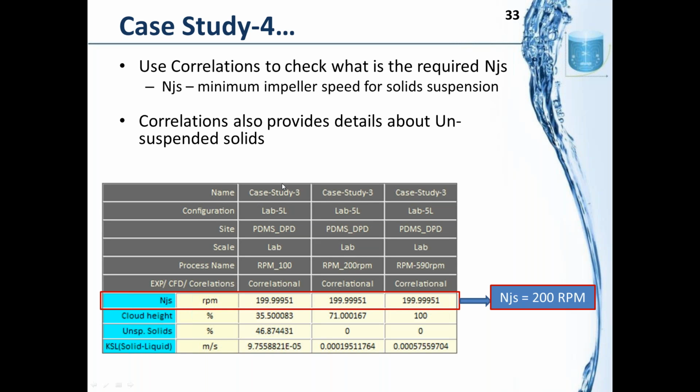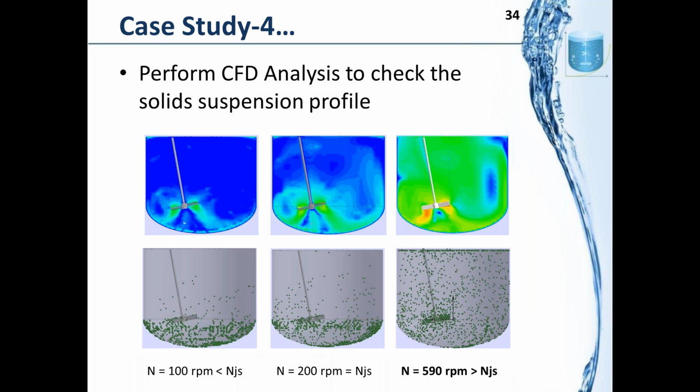This is a standard system again, and correlations can be applied there. So we can use correlations to understand the critical impeller speed. Now let's see if, at this critical impeller speed, the solids are suspended well, or uniformly distributed or not. We can do a quick CFD analysis to check the flow pattern and how the solids are suspended. At 100 RPM, which is less than the critical impeller speed, we can see that solids are settled at the bottom. At the critical impeller speed, solids have started suspending. And if we use an RPM which is typically 3 times the critical impeller speed, then we can see that the particles are uniformly distributed over the vessel volume.